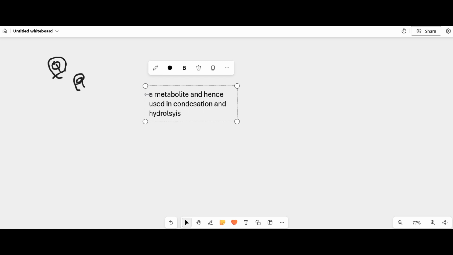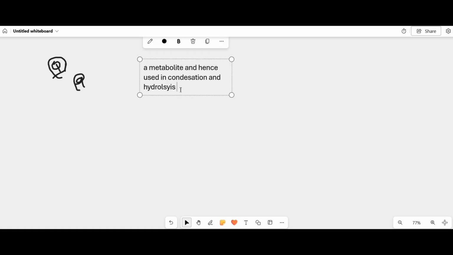So that's what a metabolite means: something that can be used in condensation and hydrolysis. Water is released during condensation and used during hydrolysis, therefore it's a metabolite. Second thing that I can say is that it's a solvent, so reactions can occur inside of it, or I can also say that it's a solvent, so therefore it can also transport things. Third thing is that it has a high specific heat capacity.